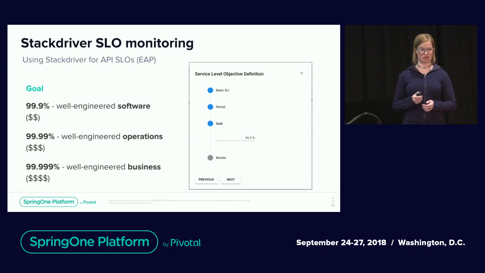And one note I have here is that you can get 3 nines broadly from well-engineered software, such as PCF. You can get 4 nines from a well-engineered operations team. And for 5 nines, you need a well-engineered business. Everyone has to work together. That's a lot of effort. So you need to make sure it's important for your users.